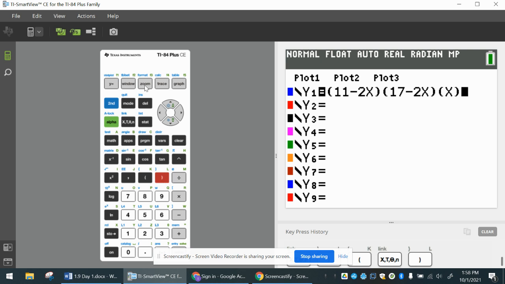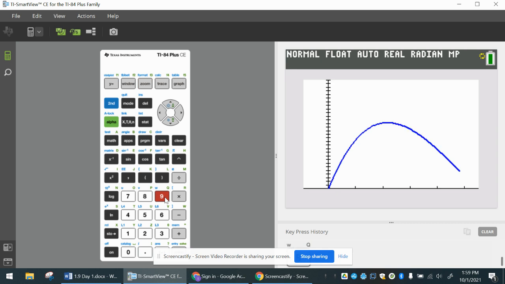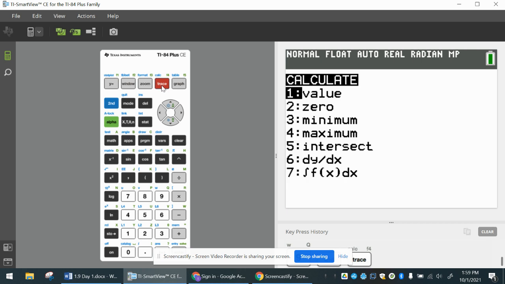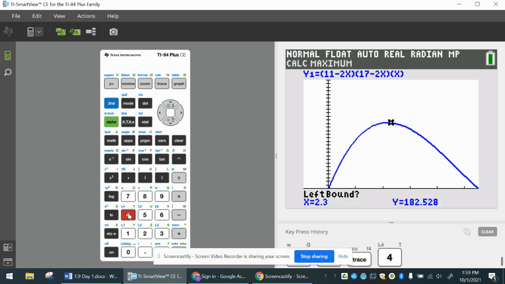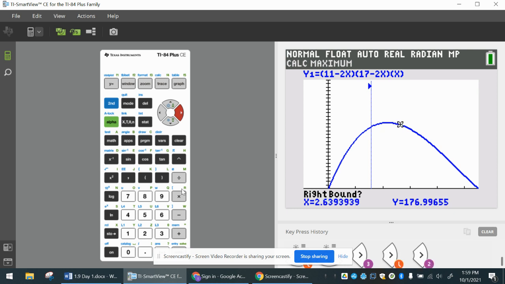Okay, so you can push zoom stat to see the graph. You don't have to worry about adjusting your window. This is perfectly fine. You can leave it like that. Now we're going to go to second trace and look for maximum. Remember, you need to hover your cursor a little to the left of the maximum point, then hover your cursor a little bit past the max, a little to the right of it, and then push enter one more time. So essentially, you're pushing enter 3 times.